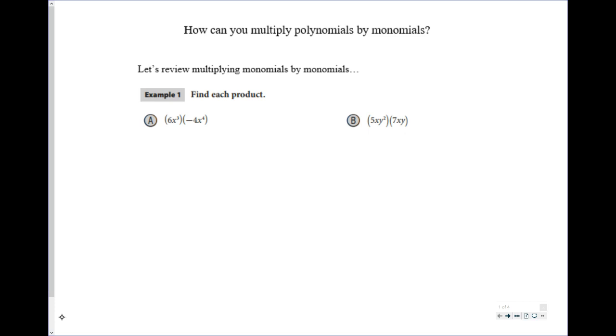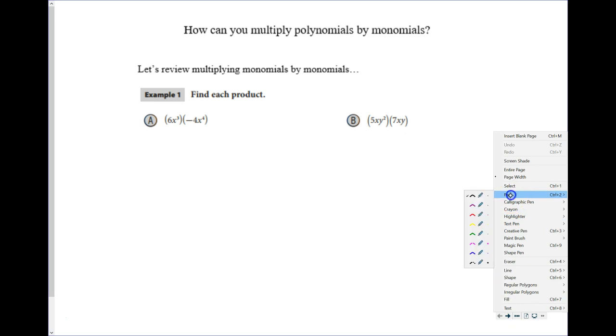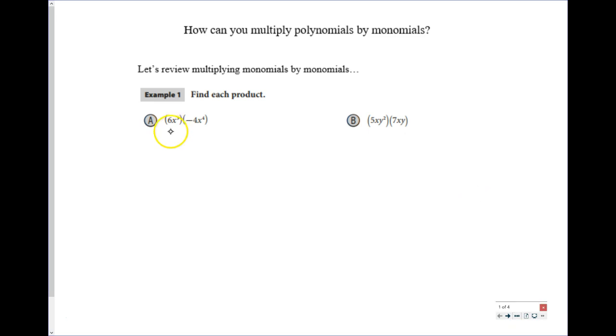So let's start off by reviewing. This takes us back to one of the first learning targets this semester, where we're just multiplying two monomials. Find each product, so we're just going to multiply these two terms together. We can rewrite this without the parentheses if this helps you see it better. But remember, parentheses means multiply.